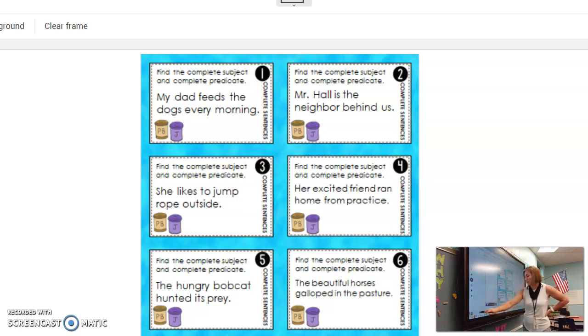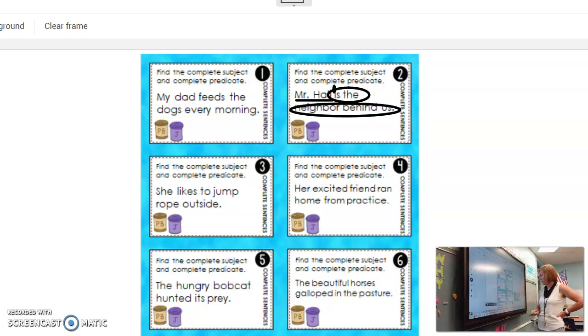Let's outsmart him. We're going to do this. The next sentence, Mr. Hall is the neighbor behind us. Mr. Hall is my subject. My predicate is the neighbor. Well, that's not going to work very well because you can't even see through it, can you? Let's try that. There we go. Is the neighbor behind us. That is my predicate. Okay. Now, she likes to jump rope outside. She is my subject. Likes to jump rope outside is my predicate.